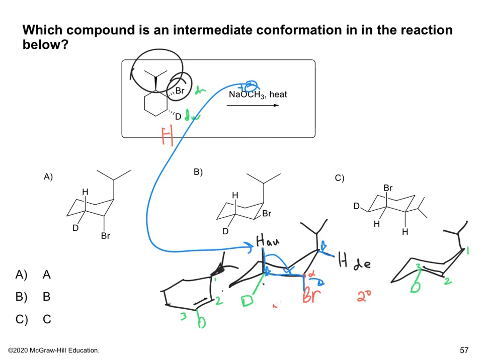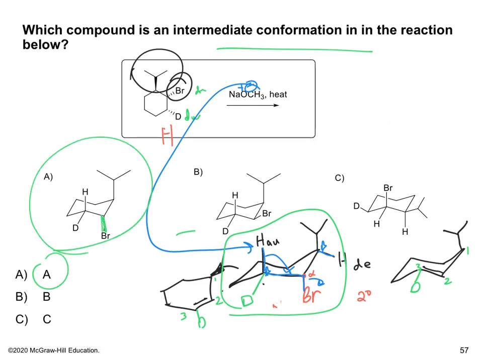It's just asking which compound is the intermediate conformation. So it's asking you for this. And so do you see that the Br has to be axial? So A is the answer.